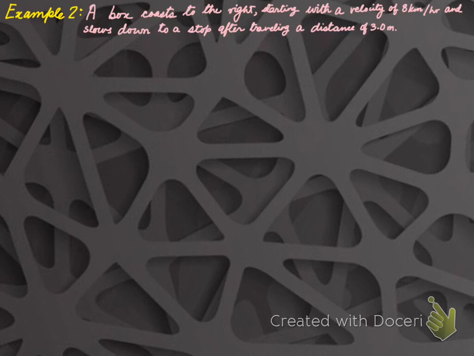Now, a box goes to the right, starting with a velocity of 8 kilometers per hour and then slows down to a stop after traveling a distance of 3 meters. Determine the coefficient of kinetic friction. So obviously, if the box is coasting to a stop, there must be something stopping the box, which means that there must be kinetic friction.